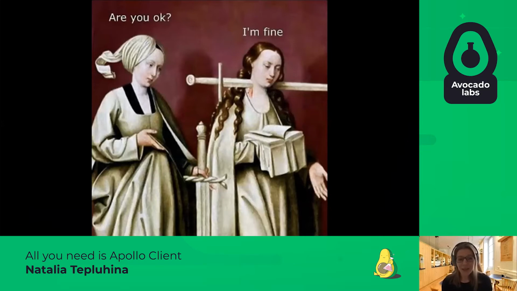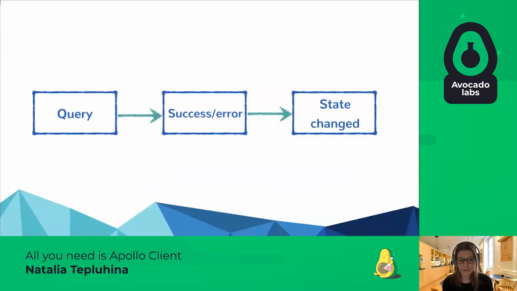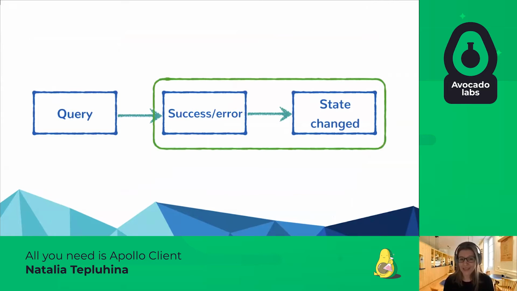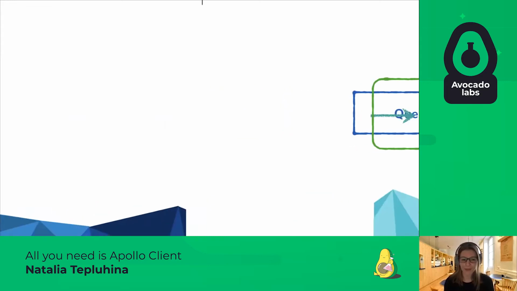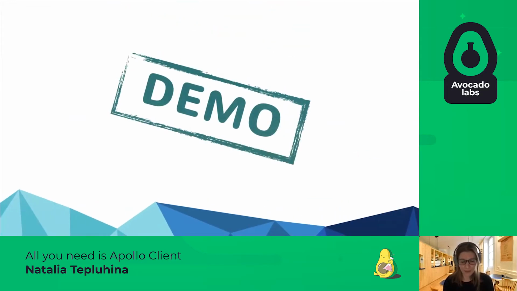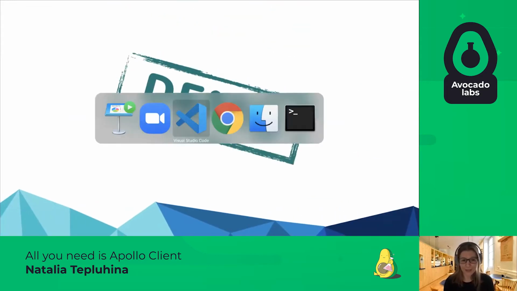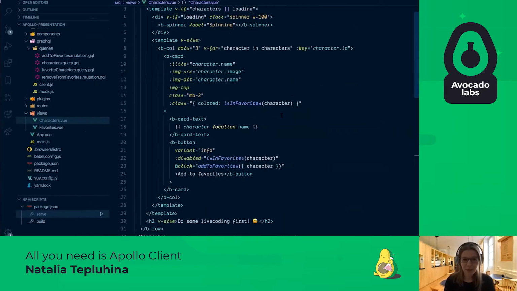So how does it happen with Apollo client? In fact, you're just querying the data, you have a success or error, and then the state changes. And this green frame shows us that this process is automatic. It happens within Apollo client. You don't need to handle this. And yes, loading state is handled automatically as well. Sounds too nice to be true, right? So let's take a look. How would it work with the code?